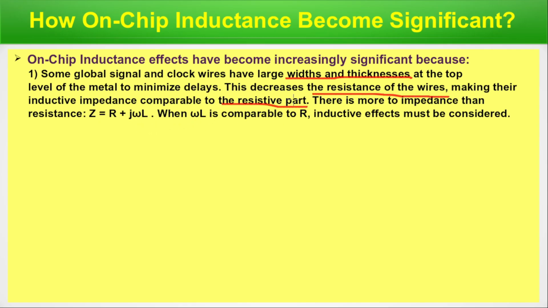Now, the impedance of a metal interconnect is expressed as Z equals R plus j omega L. If the resistive part is less, and at increasing frequency, this part is comparable to R. So, when one part of impedance is comparable to the other part, we have to consider both. We cannot any longer ignore this part.